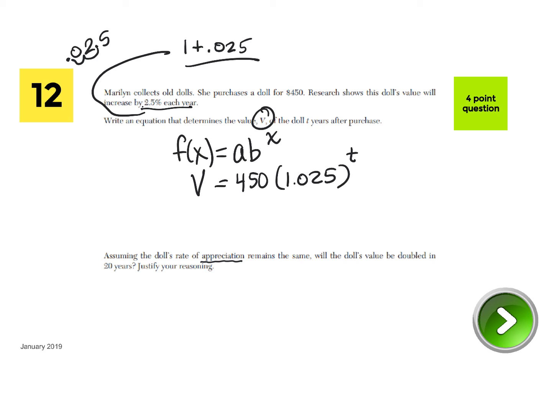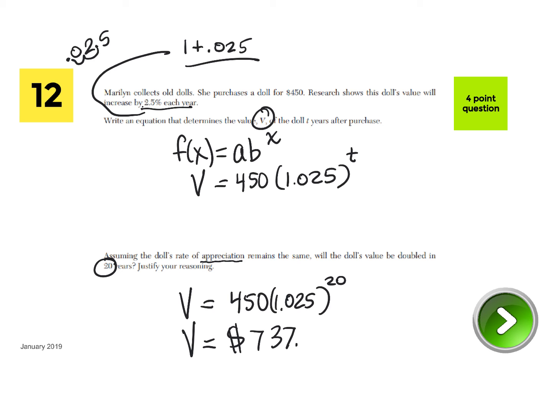will the doll's value be doubled in 20 years? Okay, so this just means you're going to plug in a 20 for t and decide, does it double? Does it get to 900? So value equals 450 times your 1.025 to the 20. That's a calculator problem, and you end up with $737.38.